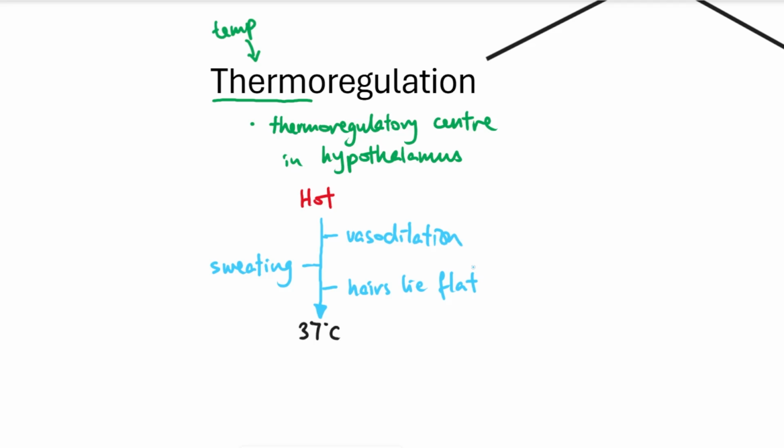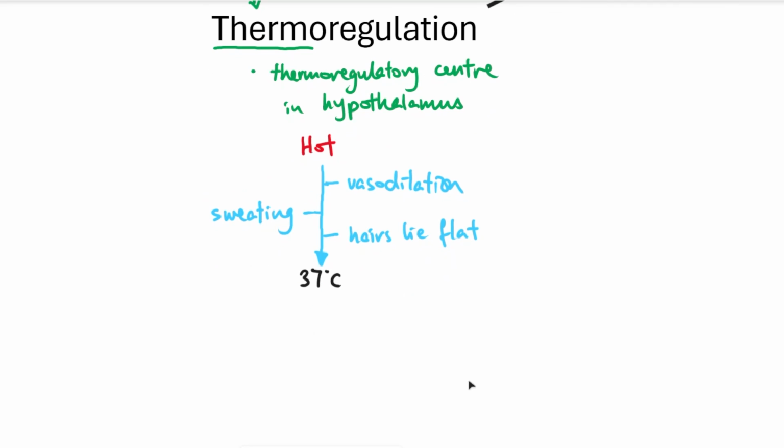A third thing that you can also say is that the hairs on your skin lie flat. Again, the idea is to reduce the amount of air trapped on the surface of your skin, and therefore allow more heat to escape. So those are the three things that could happen in your body to cool yourself down.